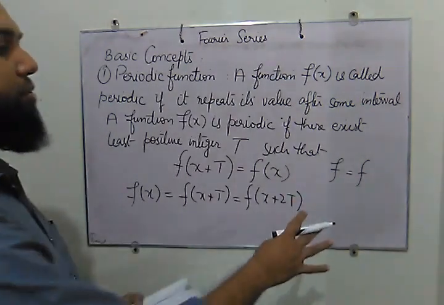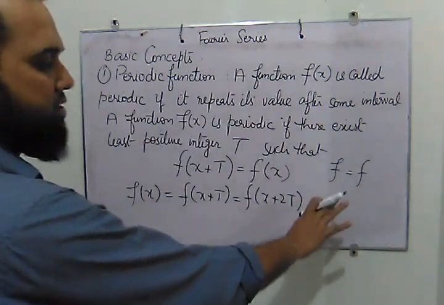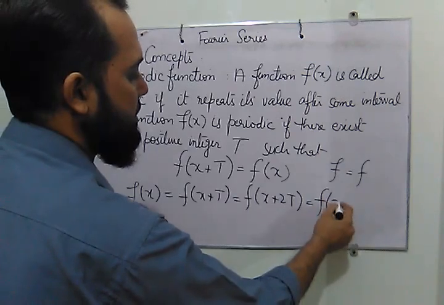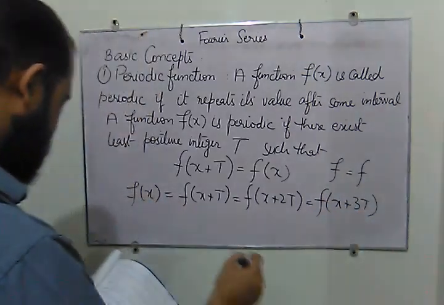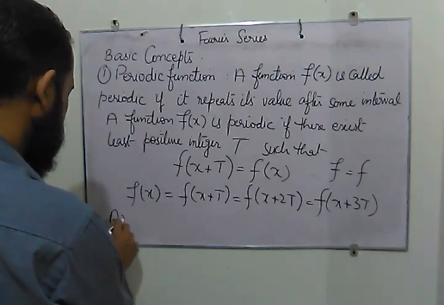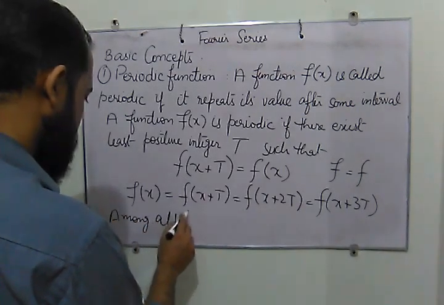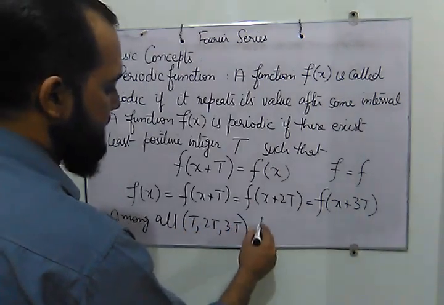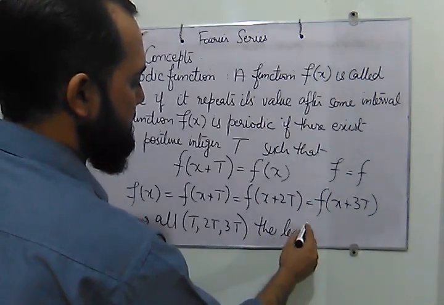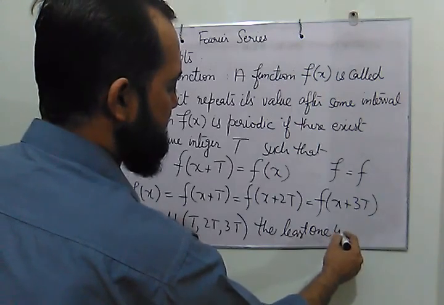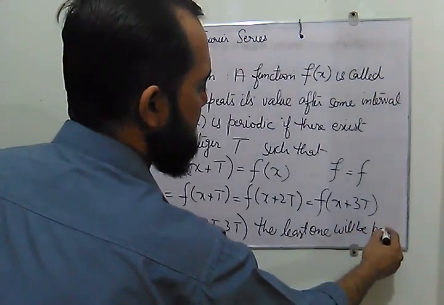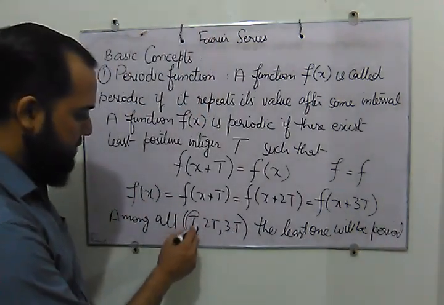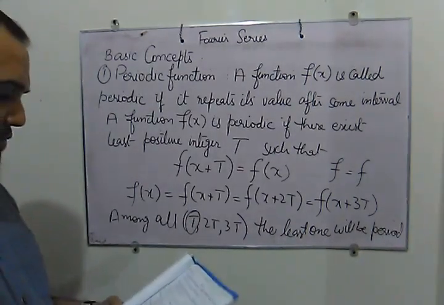So do not confuse with my notation. I use both f as same. So f of x is equal to f of x plus t, x plus 2t. Similarly, f of x plus 3t. And among all these, t, 2t, 3t, the least one we will call the period. And which is the least one? The t. This is the smallest one. So this is called the period of this function.